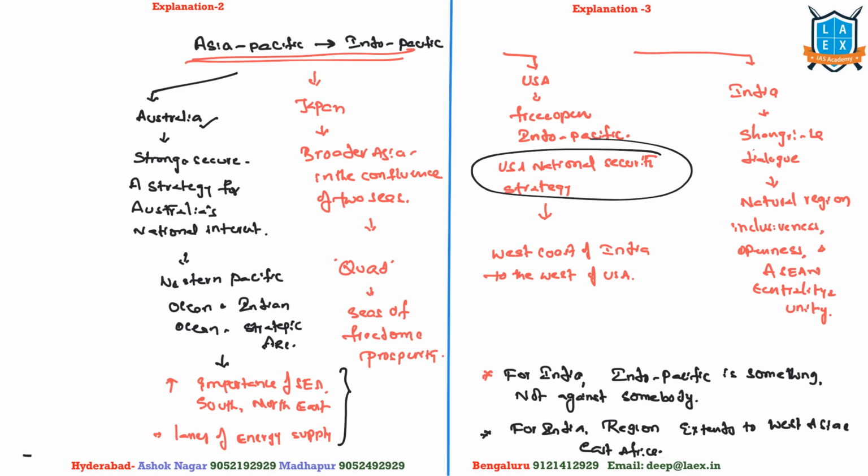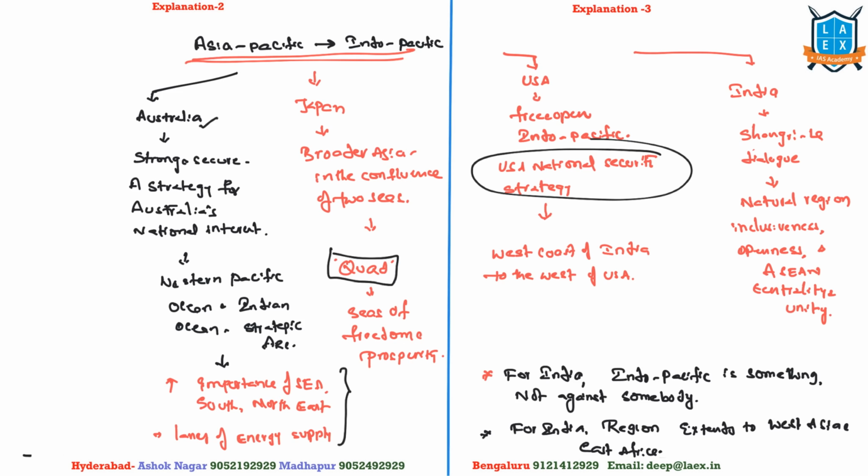Second, when we come to Japan, the strategic importance is significant. Prime Minister Shinzo Abe stated a broader Asia, the confluence of two seas. This is the statement which he made. He was talking about the Quad: the USA, Japan, India and Australia coming together. In that context, he was proposing the Indo-Pacific. For him, the Indo-Pacific is a region of freedom and prosperity. The USA more or less sees it in the same dimension.